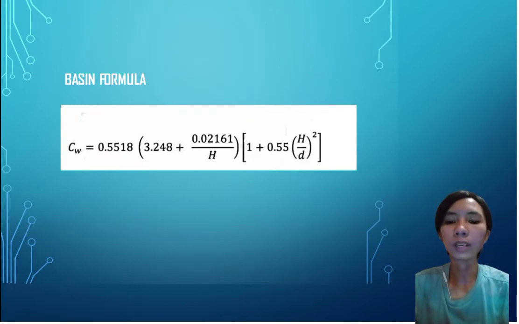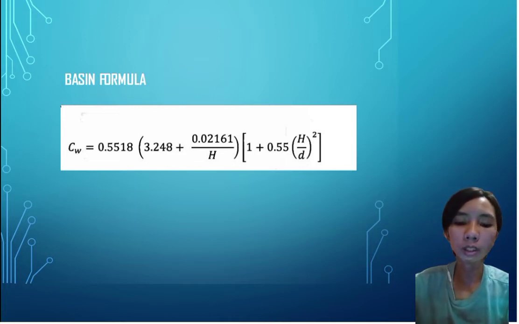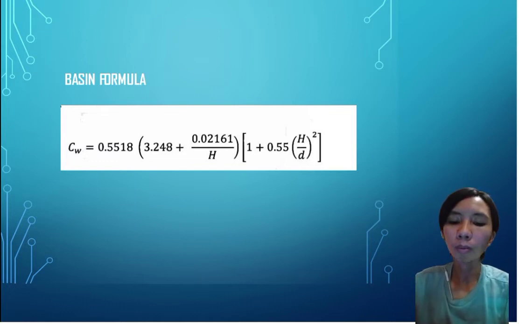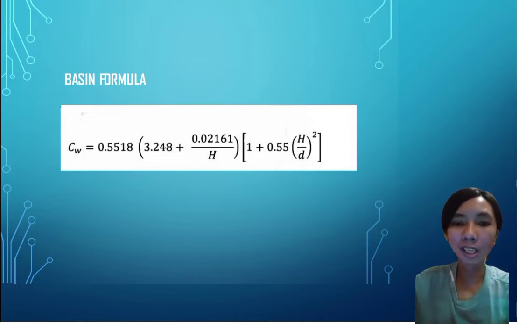We also have the Bazin formula, which is C_W equals 0.5518 multiplied by 3.248 plus 0.02161 over H, multiplied by 1 plus 0.55 times (H over D) squared, as we can see in the equation above.